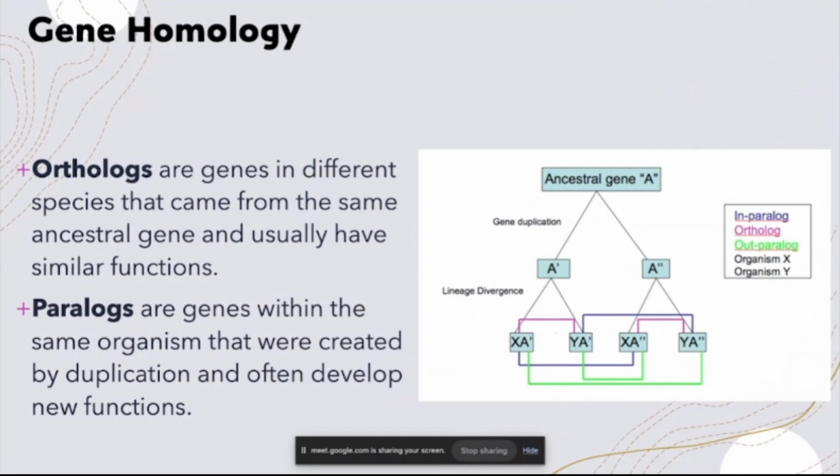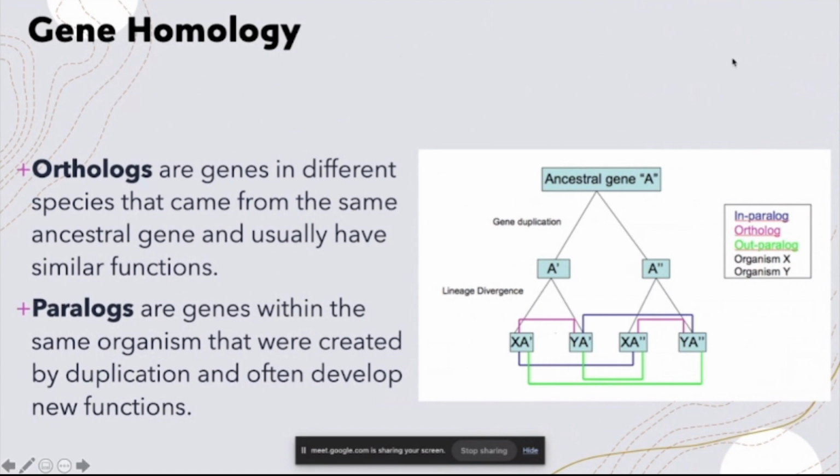So we have two things to talk about here. Two different types of genes: orthologs and paralogs. Orthologs are genes in different species that came from the same ancestral gene, and usually because of this, they have similar functions. And then paralogs are genes that are inside the same organism that arose as a result of gene duplication, and because of this they develop new functions.